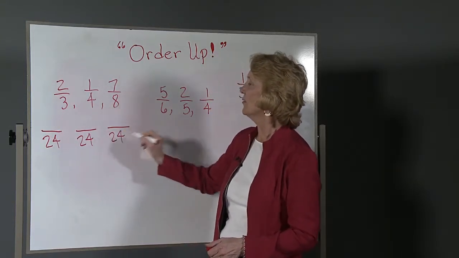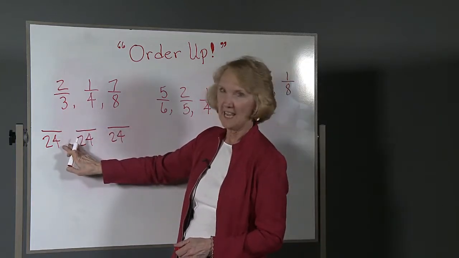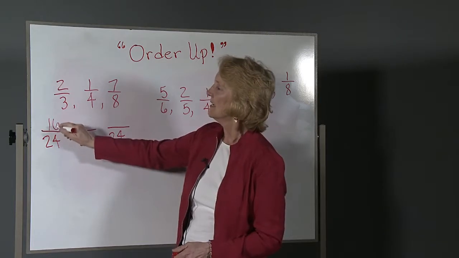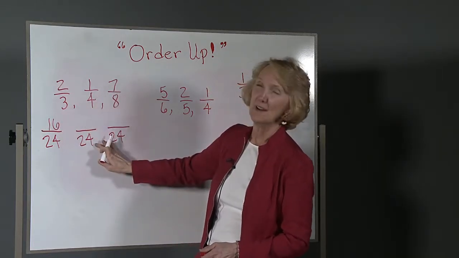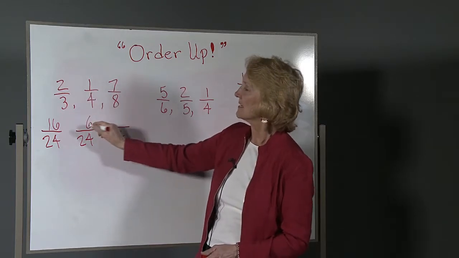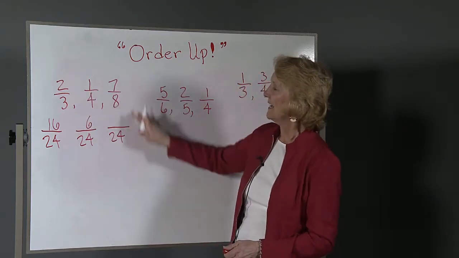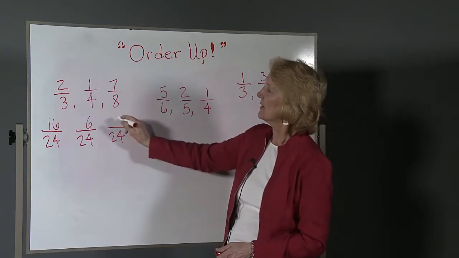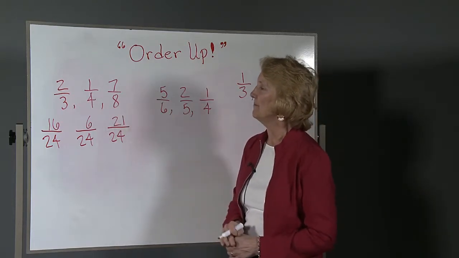Now we have to make the numerators. 3 times 8 is how we get 24, so 2 times 8 will give us 16. 4 times 6 is how we get 24, so 1 times 6 is just 6. 8 times 3 is 24, so 7 times 3 is 21.